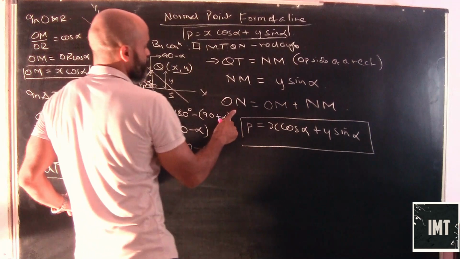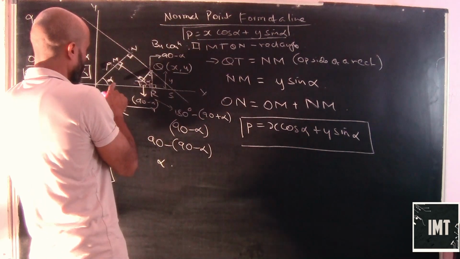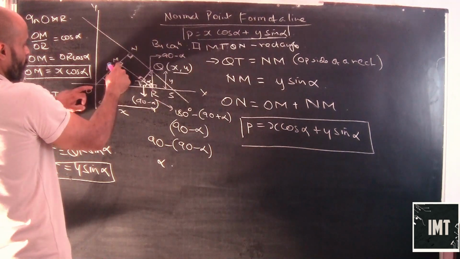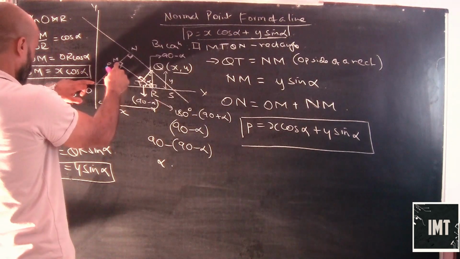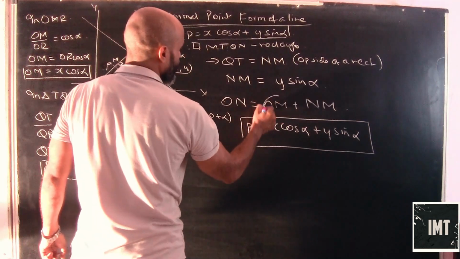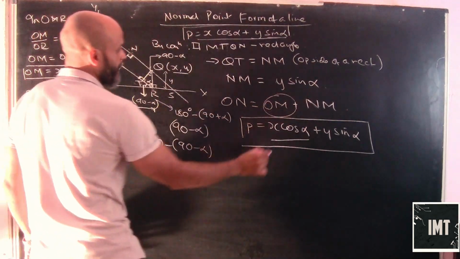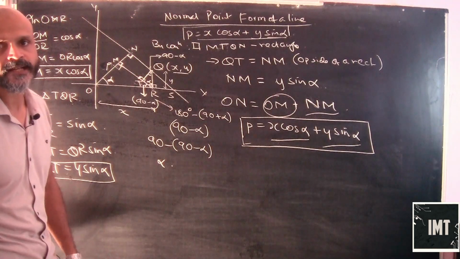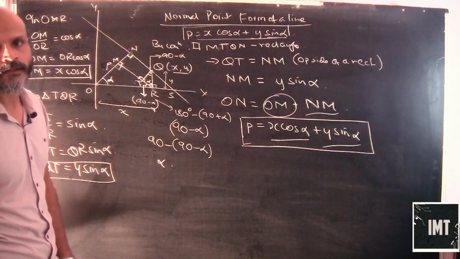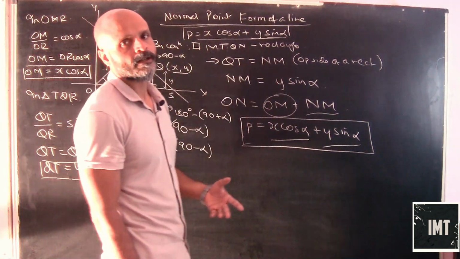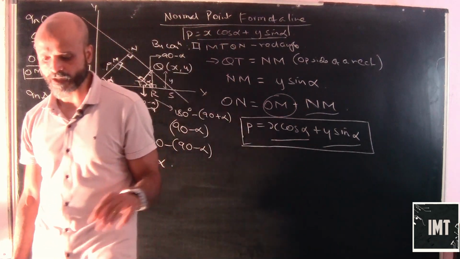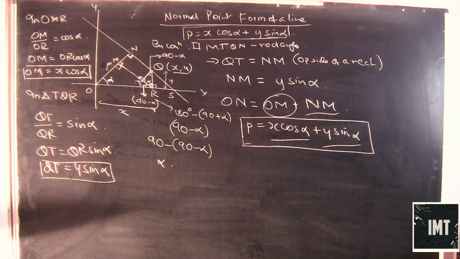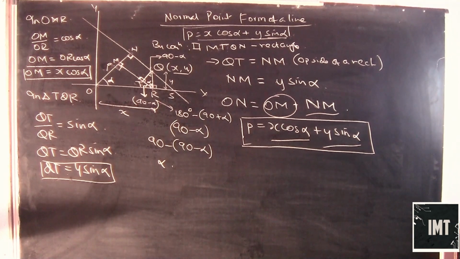Okay. So in case of ON, if we look at this entire ON, this will be OM plus NM. So OM we know is X cos alpha, and NM is Y sine alpha. So P will be equal to X cos alpha plus Y sine alpha. Okay, an important derivation, because in future a lot of things are correlated to this derivation, which we are going to see and correlate. So you can take a snapshot of the same.